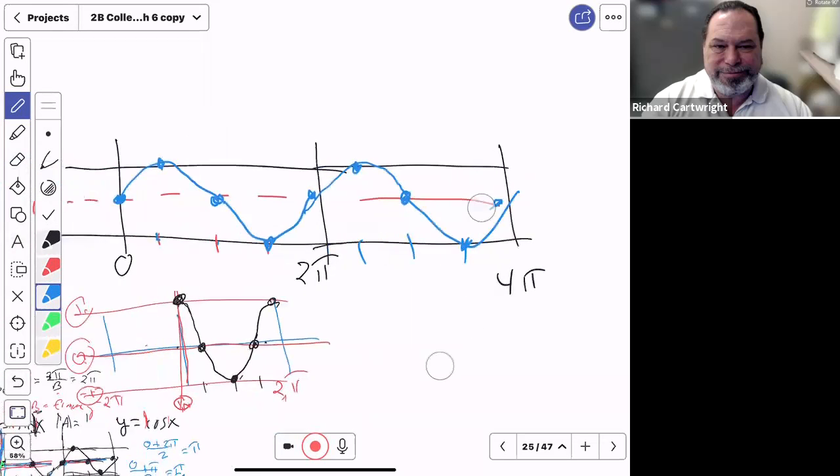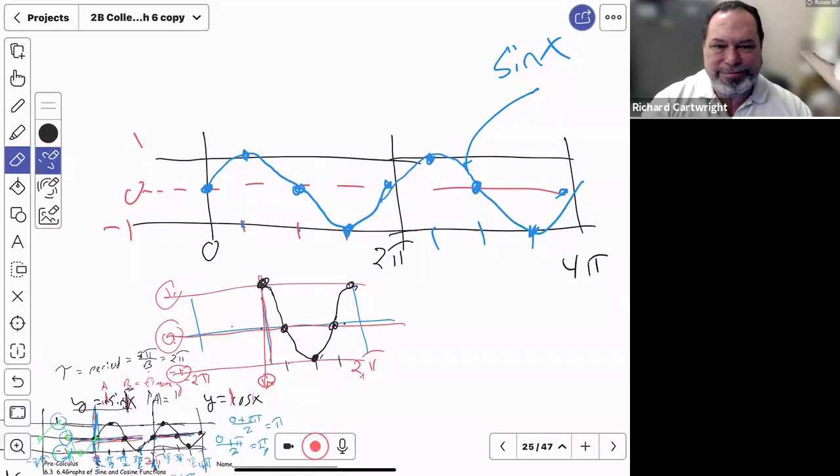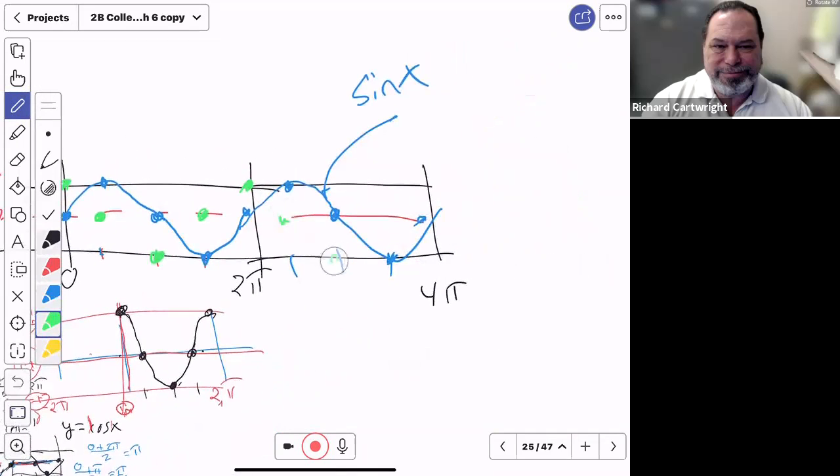Now cosine, let me call this sine. Cosine starts at the top, comes down to the middle line at the first tick mark, the middle tick mark at the very bottom, the next tick mark in the middle line, then it's back up to here. I'll continue those dots. Down, down, back up, back up. And here's the picture.